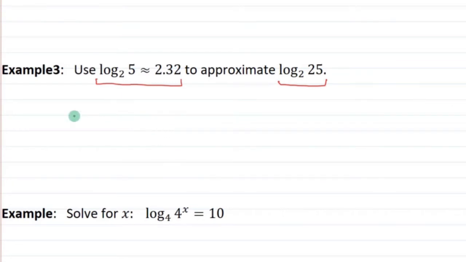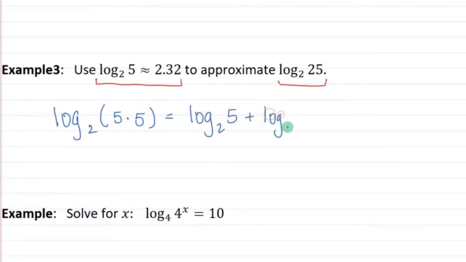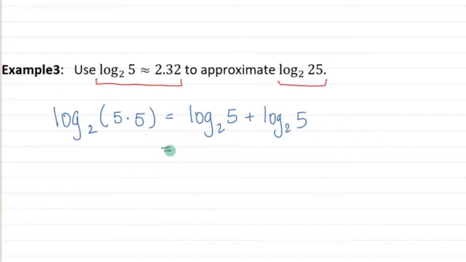Yeah, so this log base 2 of 25 can very easily be written as log base 2 of 5 times 5. And now we can use the product property to go, all right, this is log base 2 of 5 plus log base 2 of 5. And that means that this is 2.32 and this is 2.32 and that's 4.64 and we're done.